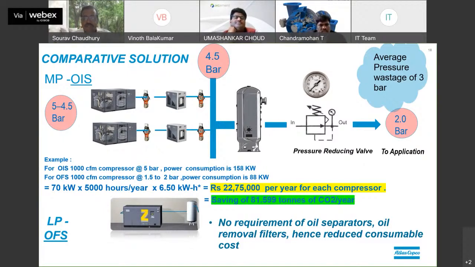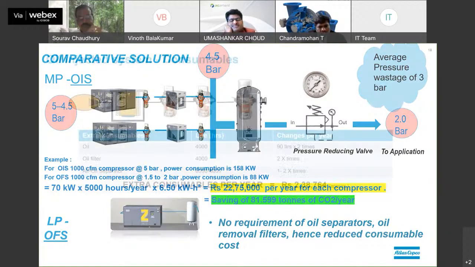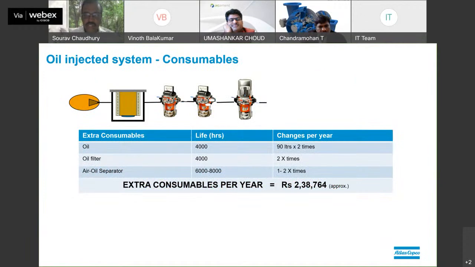So, a small thing: what we are suggesting here is to have a dedicated, separate oil-free solution for this, and it can give you substantial savings in terms of power. Not only on the power, but if you look at the overall consumables, because these are oil-injected compressors, they take a lot of consumables in terms of oil filters and others. So the difference in this will be somewhere around 2.5 lakhs.